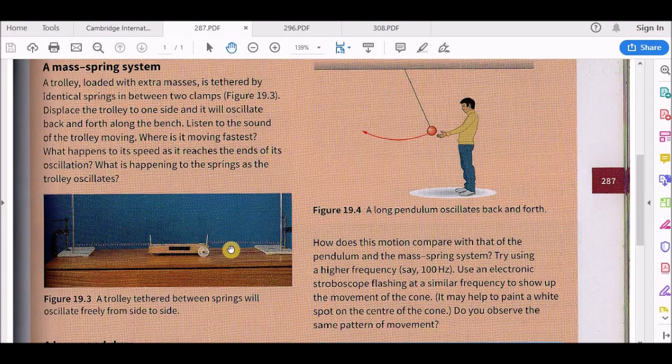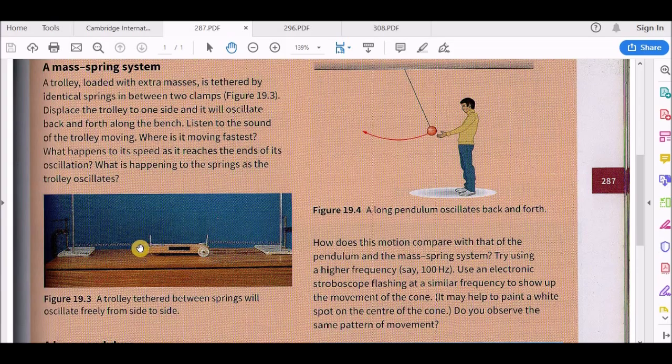Okay, so what will happen is this spring will exert a force to the left, this spring will exert a force also to the left when it is over here. Therefore there is a net force on the trolley to the left. But when it comes to the equilibrium position, both springs are pulling by the same amount of force, so there is no net force on the trolley when it is in the middle.